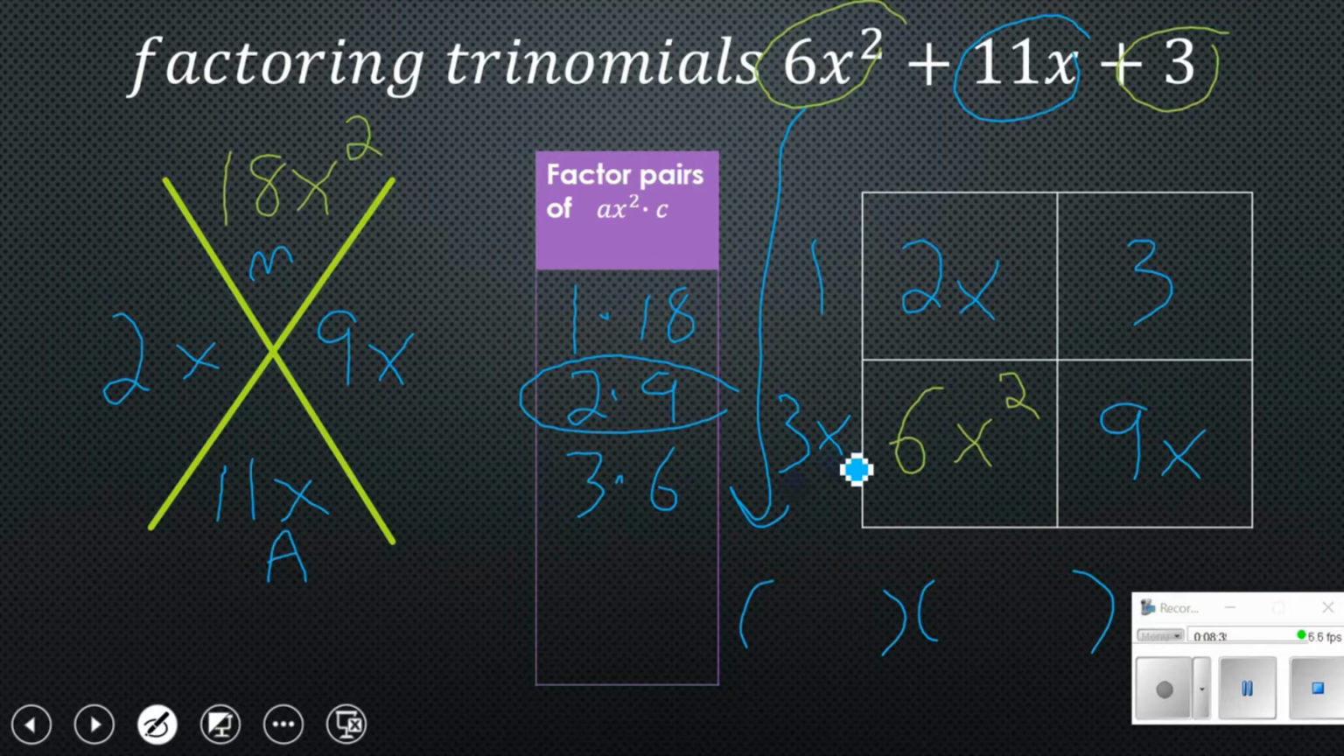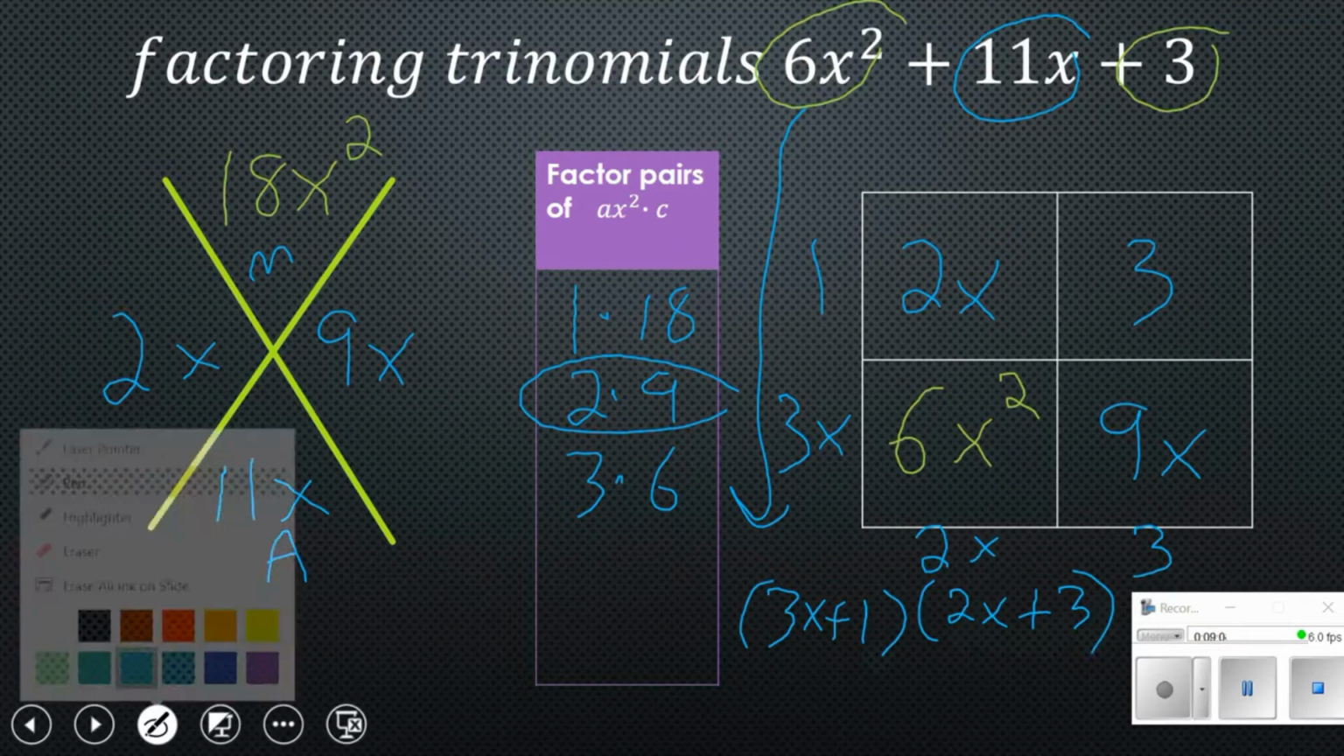Then we look at our left column here. We're going to say 2 and 6. The common factor there is a 2. We also have an x in common. And then we're going to look at 3 and 9, our last column over here, which is going to be 3. 3 divides both of those numbers, 3 and 9. Now we have our factor pairs, 3x plus 1, and we have 2x plus 3.